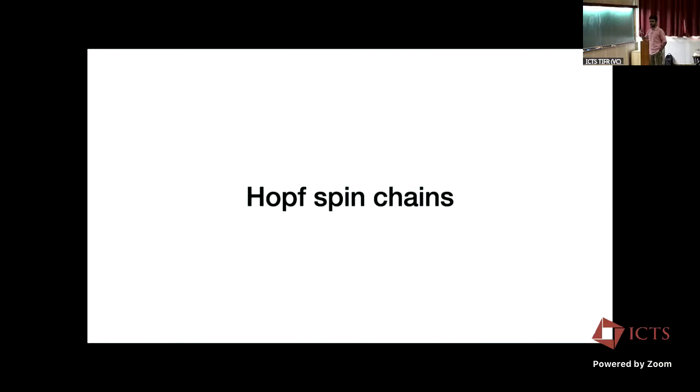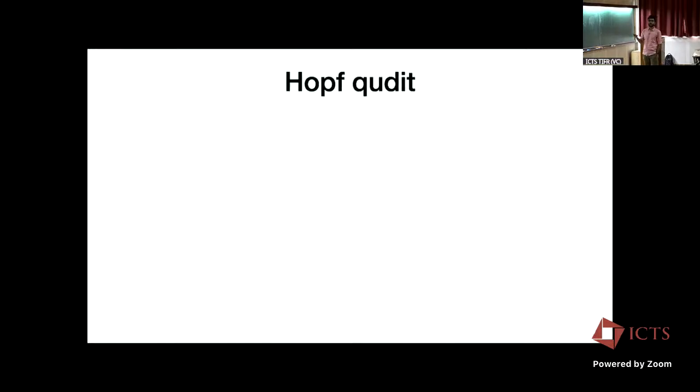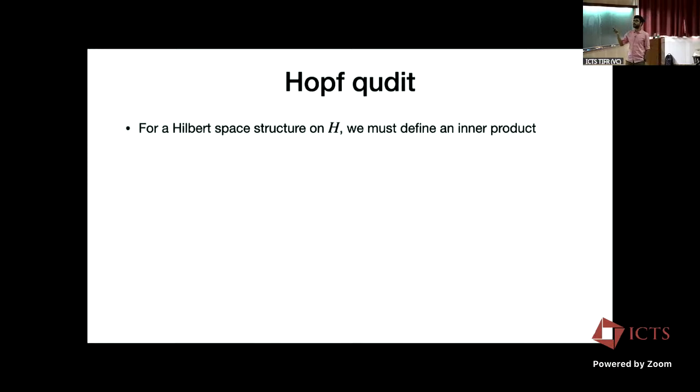All right, so all of this was just some math. Let's look at some lattice models. To actually construct a lattice model, I need to define a Hilbert space on which my operators will act. So I need to define what is a Hopf qubit. I want to think of the Hopf algebra itself as a qubit. It already has a vector space. I need to define an inner product to define a Hilbert space structure.